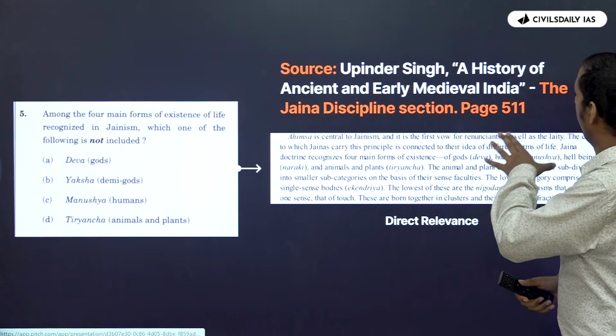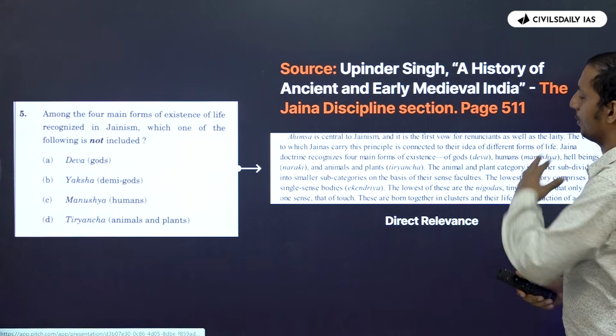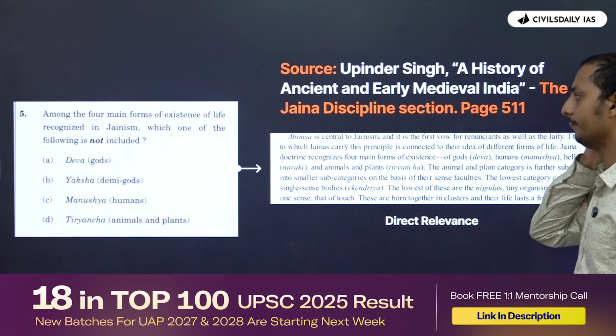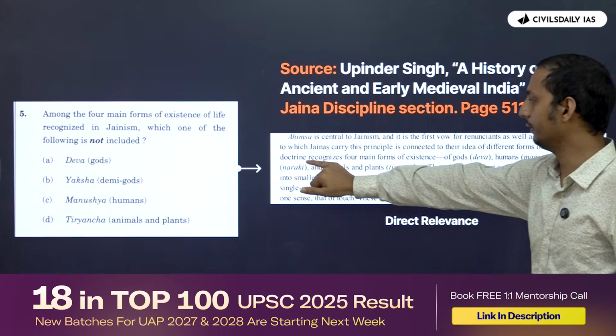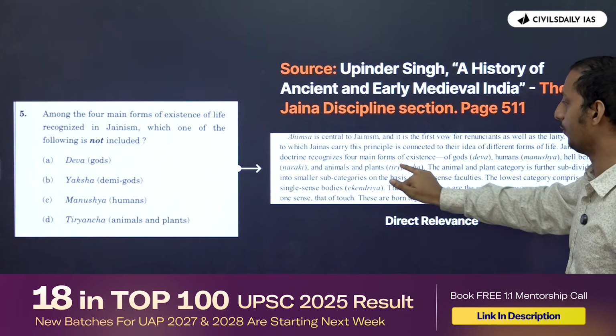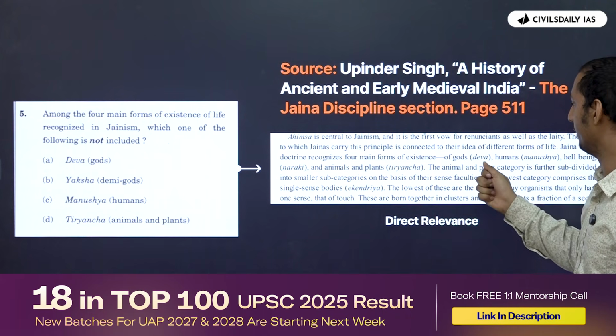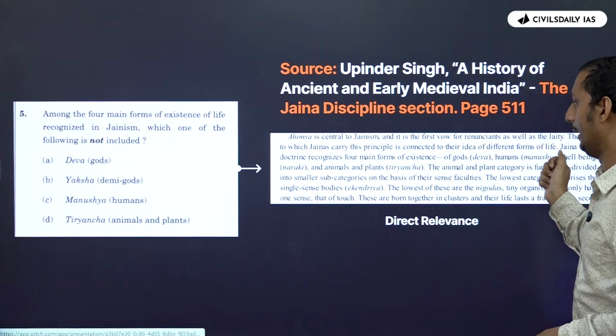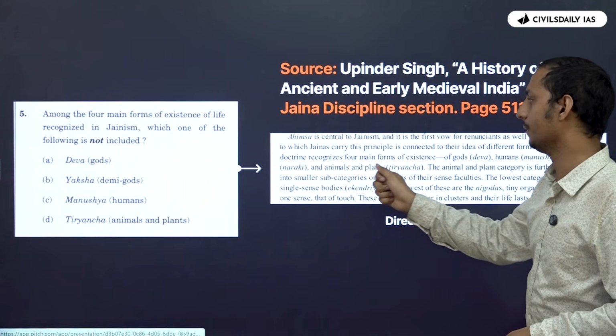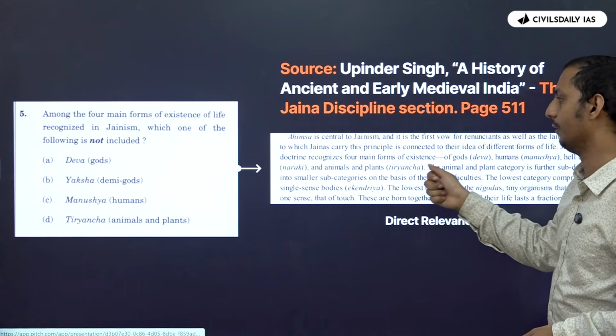So in Upinder Singh's history, the Jain discipline section, page number 551, you can see here that the Jaina doctrine recognizes the 4 main forms of existence: the gods Deva, the humans Manushya, the hell beings Naraki, and the animals and plants Tiryancha.